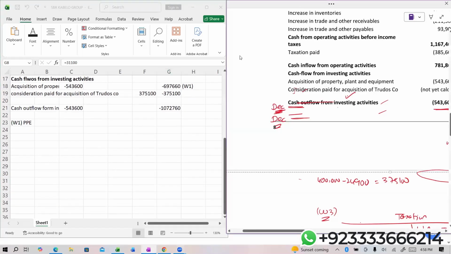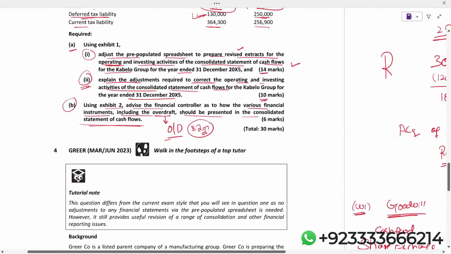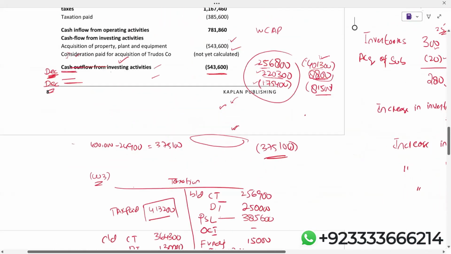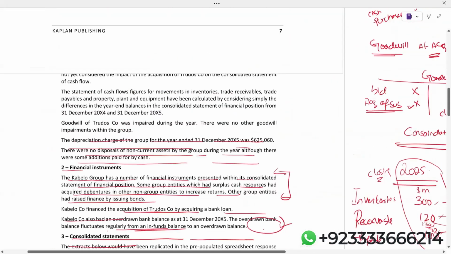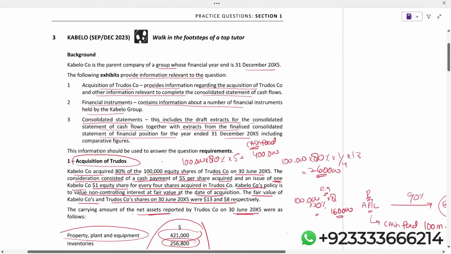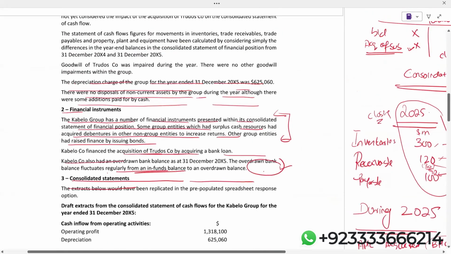But there was something else also. Let's go back to the requirement. Just a minute. I hope now we are on the PDF. In part B, they are asking: using Exhibit 2, advise the financial how to deal with various financial instruments. Where is Exhibit 2? Financial instruments contains information about a number of financial instruments held by Kabelo.